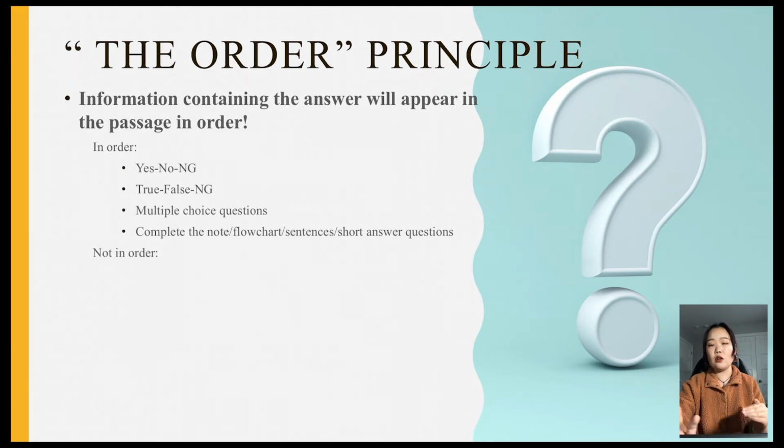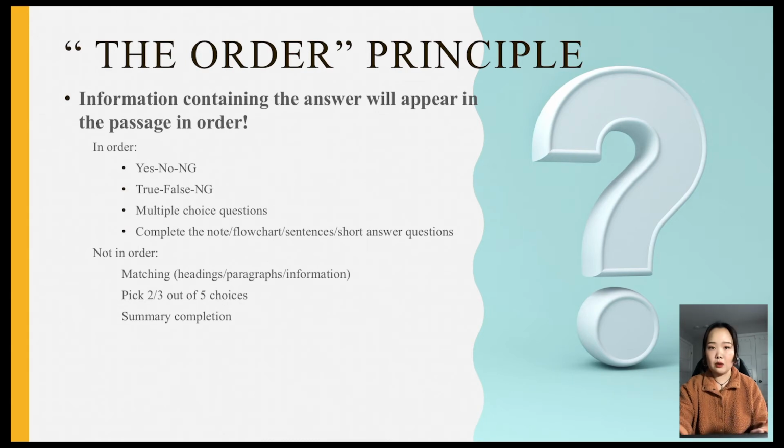And there are also some question types where the answer will not be in order. They are matching headings, matching paragraphs or information, multiple choice with multiple answers, where you either pick 2 or 3 choices out of 5, or the summary completion. They are usually not in order.